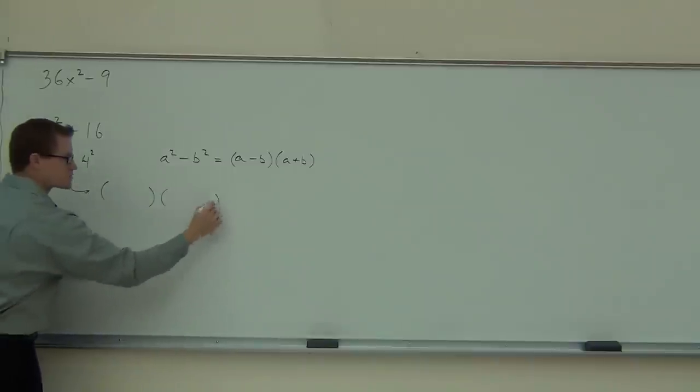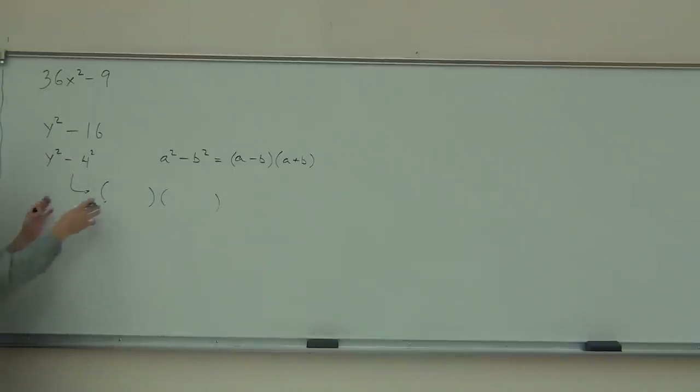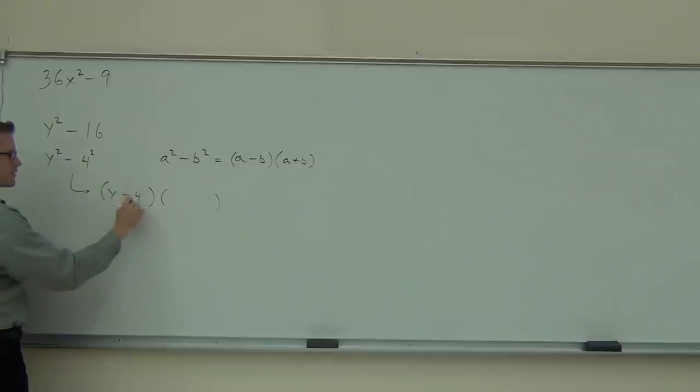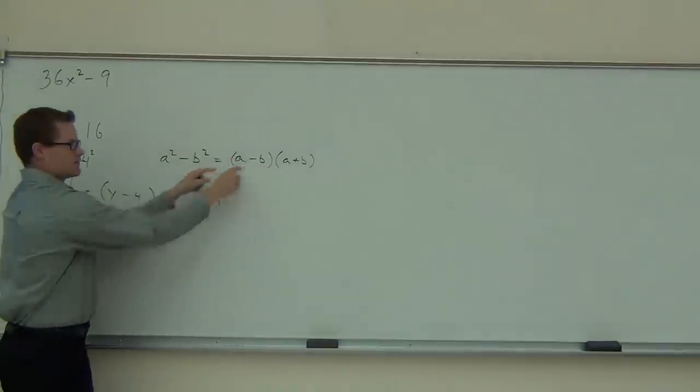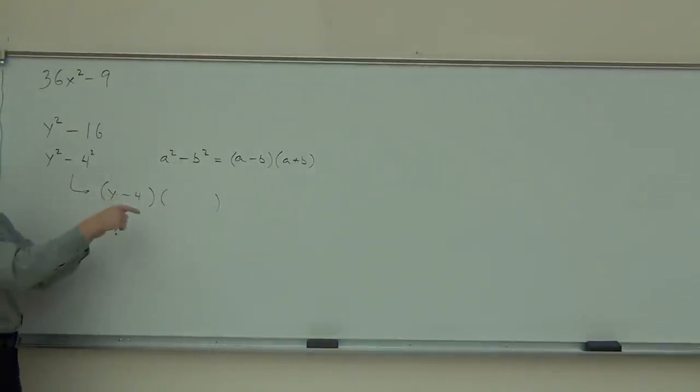Remember, we're factoring, so we're creating parentheses here. What's the first thing we're going to write down? Y minus 4. Good. Y minus 4. Notice how Y is our A and 4 is our B. We have exactly the same thing there. And what's the next one?